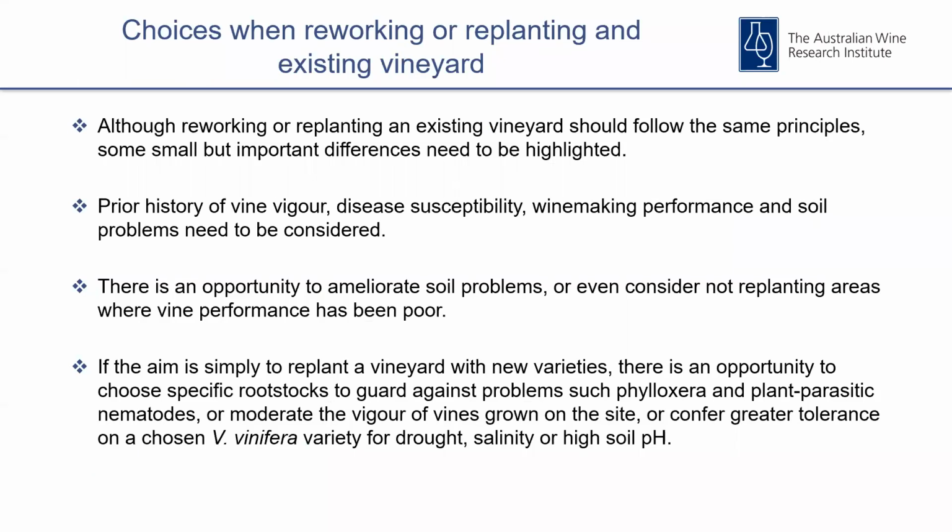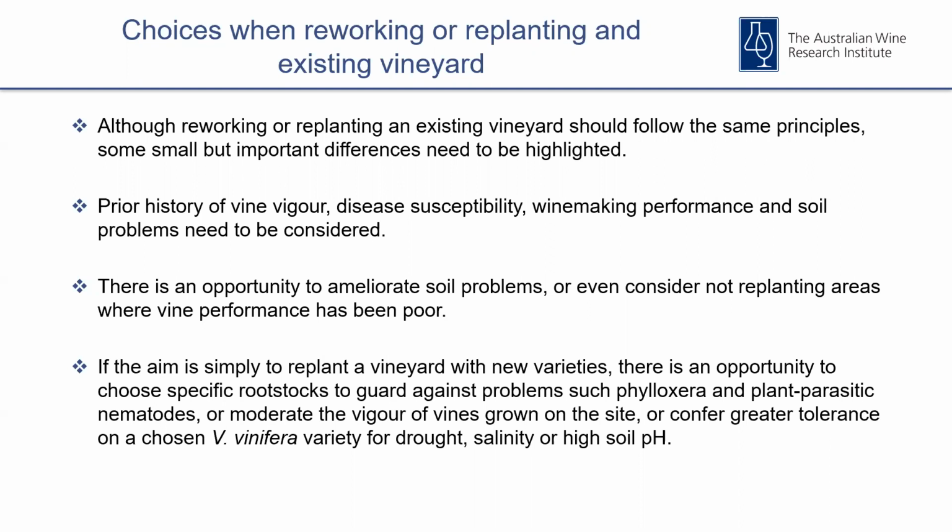Okay, looking at the final one here in terms of choices when reworking or replanting an existing vineyard. Basically this follows the same principles, but there's also the understanding that there's obviously a bit of prior history with other vines being in that place, and understanding whether they're susceptible to different diseases, whether there's poor winemaking for performance or other soil problems that really need to be considered. There's obviously an opportunity to ameliorate those soil problems, whether it's putting in drains or putting on more gypsum or putting in more organic matter.